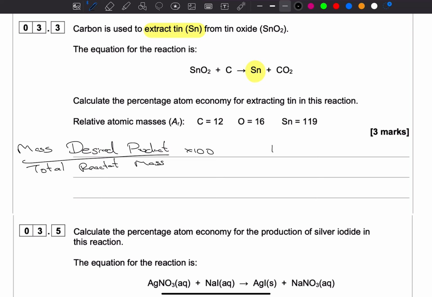Tin is 119 over the, what is it, total reactant mass. These two are your reactants. Whatever is on the left hand side of the arrow is your reactants, right? So SnO2, let me just work out the relative formula mass. SnO2 is Sn is 119 plus 2 times oxygen is 16, plus 2 times 16, which would be 151. So that's 151 plus one more thing in here, carbon 12. Then you just times it by 100, right?